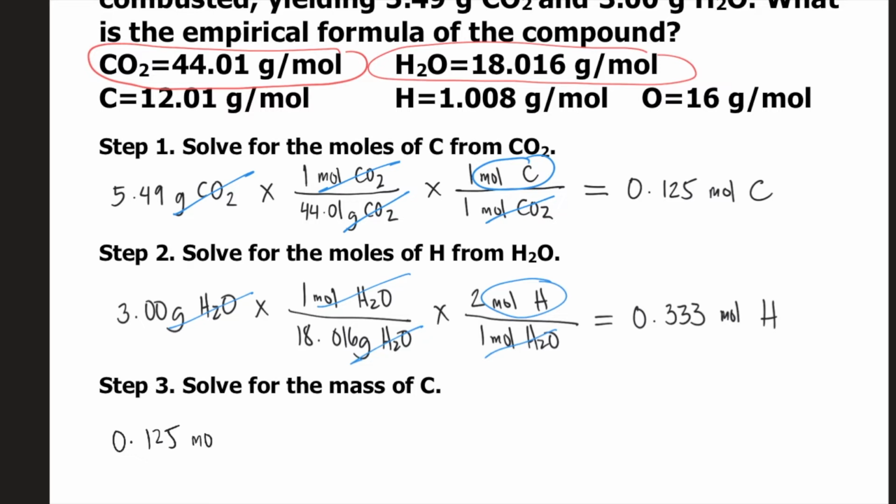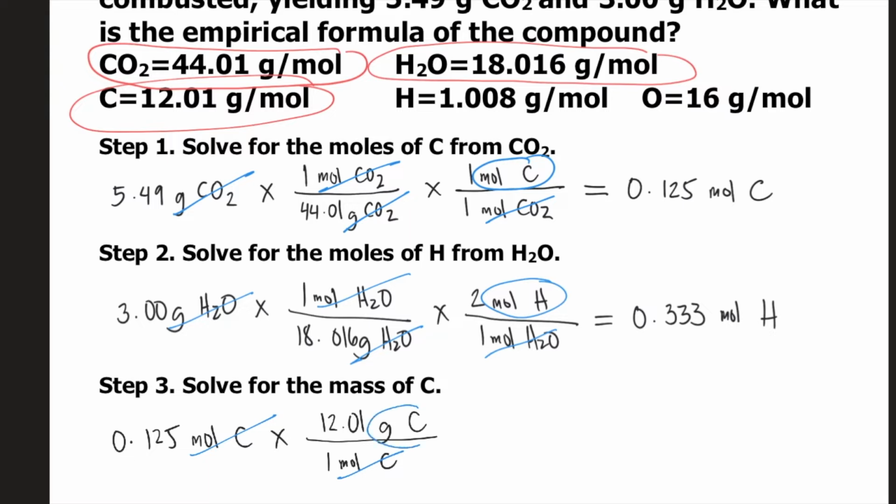0.125 moles. And in the problem, we are given the molar mass of carbon, which is 12.01 grams per mole. That means 1 mole of carbon is equivalent to 12.01 grams of carbon. So the moles of carbon will cancel, and this gives us the mass of carbon or the grams of carbon. And if you solve this, this is approximately 1.50 grams of carbon. So that's for step 3.